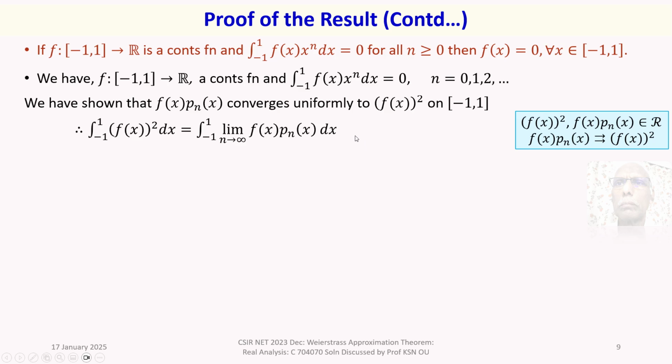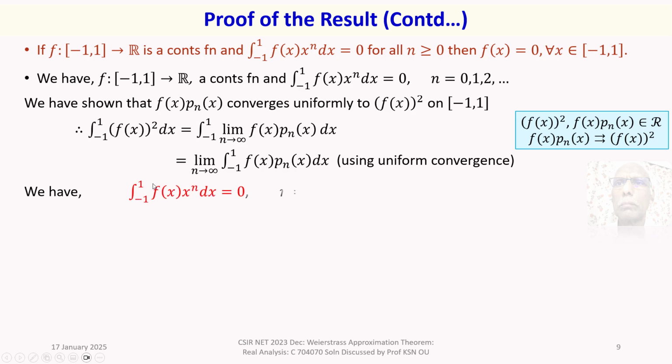Yeah, you have to remember this result. And now, because of uniform convergence, the limit will come out of the integral. So this is equal to the limit as n tends to infinity of the integral from minus 1 to plus 1 of f of x p n x dx, using the uniform convergence.